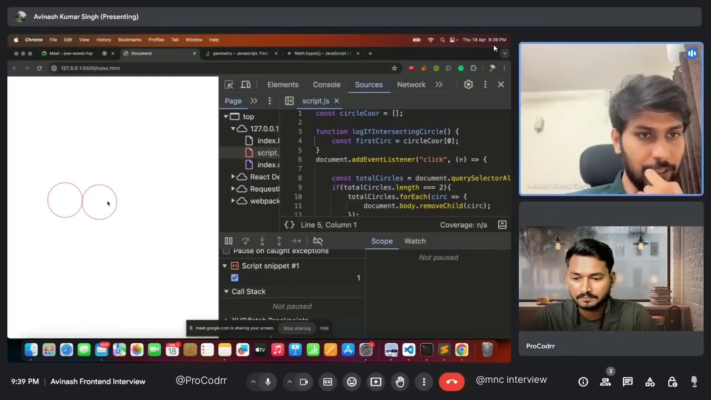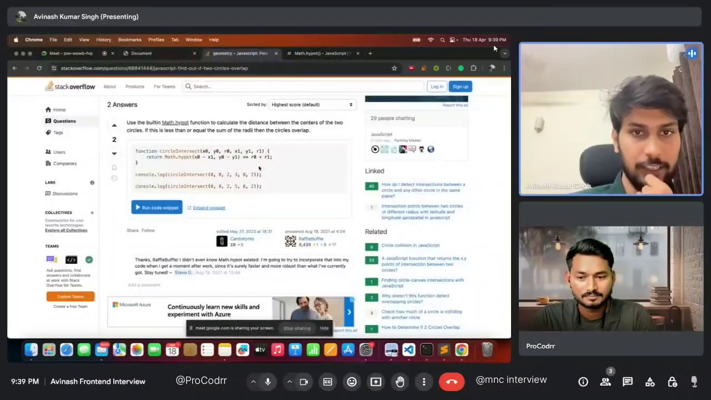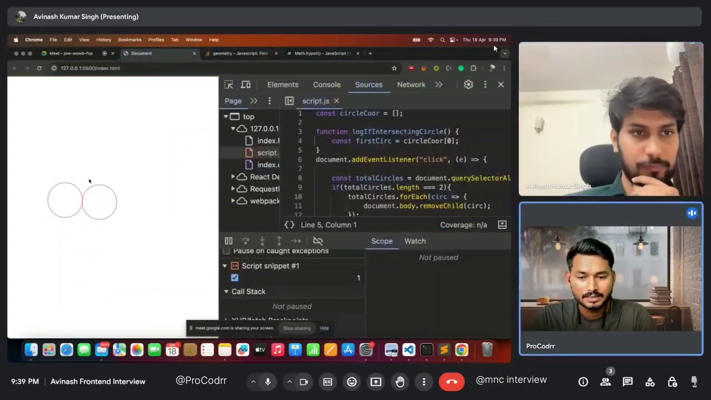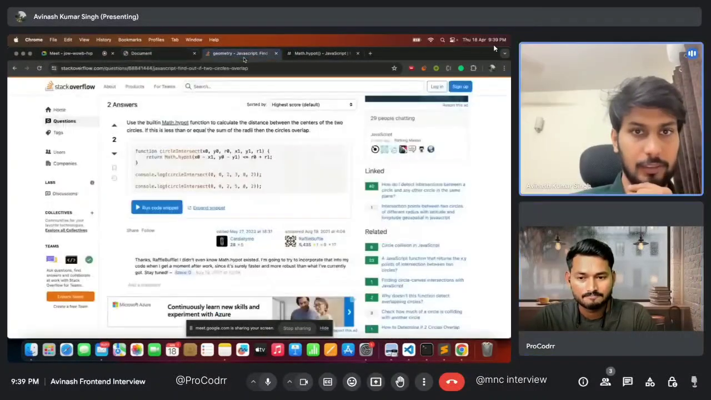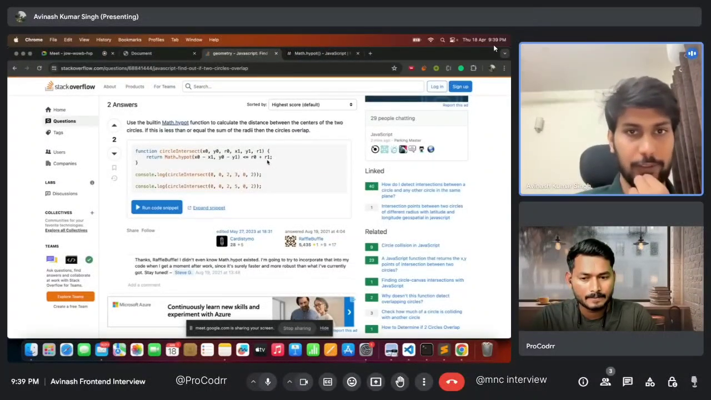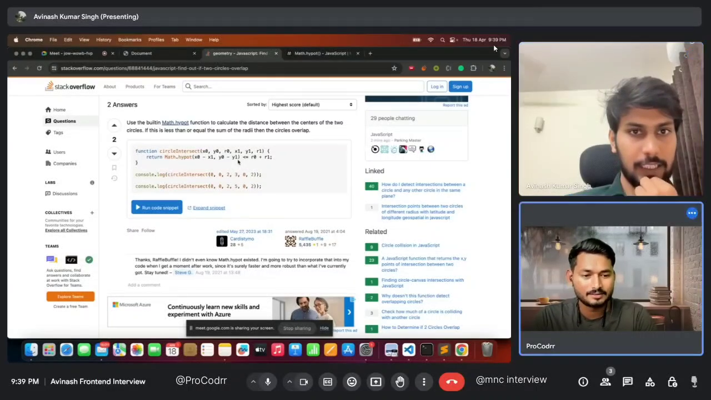If the sum of the radii is greater than or equal to, less than... I mean, the sum of the radii is greater than the hypotenuse. Right, we can say that.